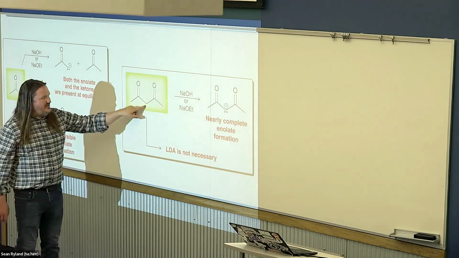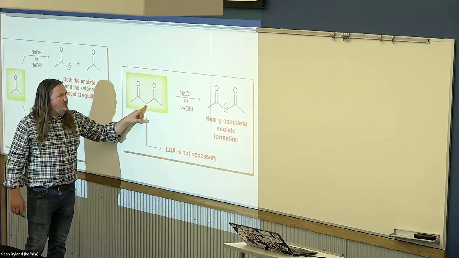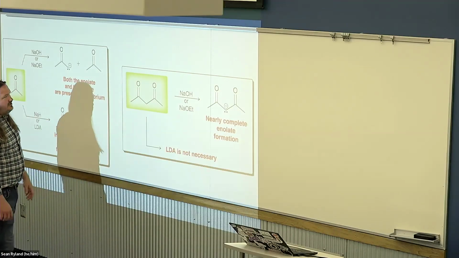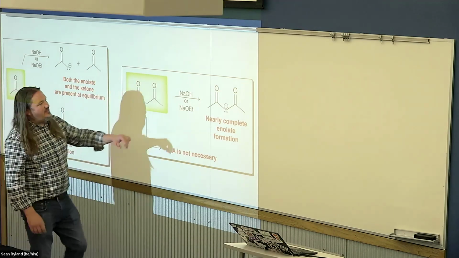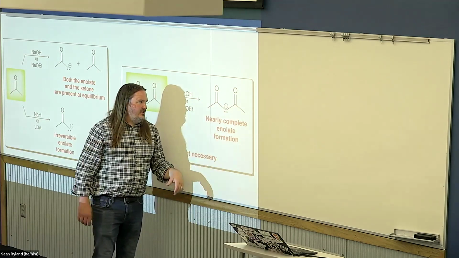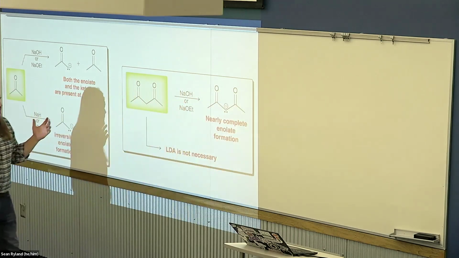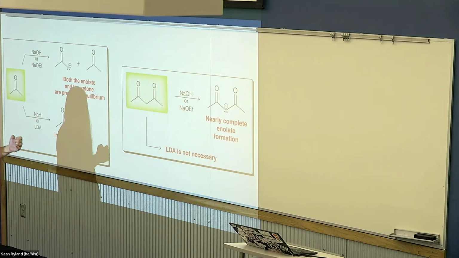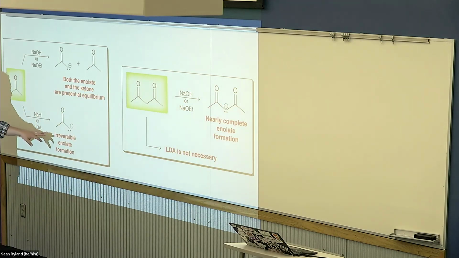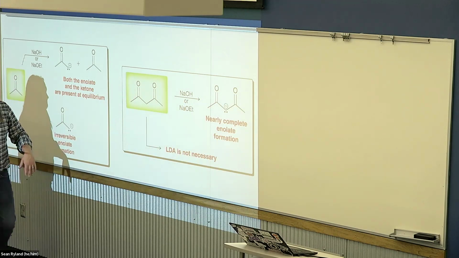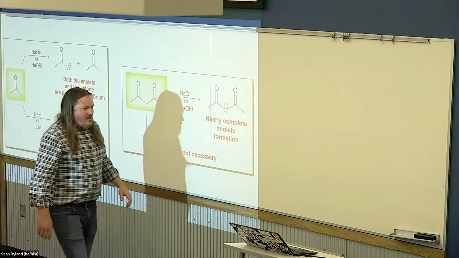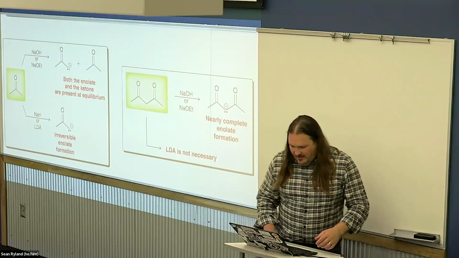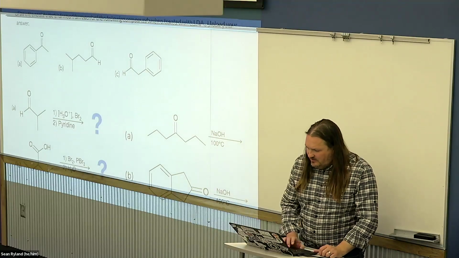Then if it's a doubly stabilized alpha carbon, we can just use sodium hydroxide or sodium methoxide, because we have one extra resonance structure. And so that's considered to be complete enolate formation. It's not irreversible the same way that these ones are, but we still can assume that we have none of the protonated alpha carbon left. So with that in mind, let's remind ourselves how these enolates work.